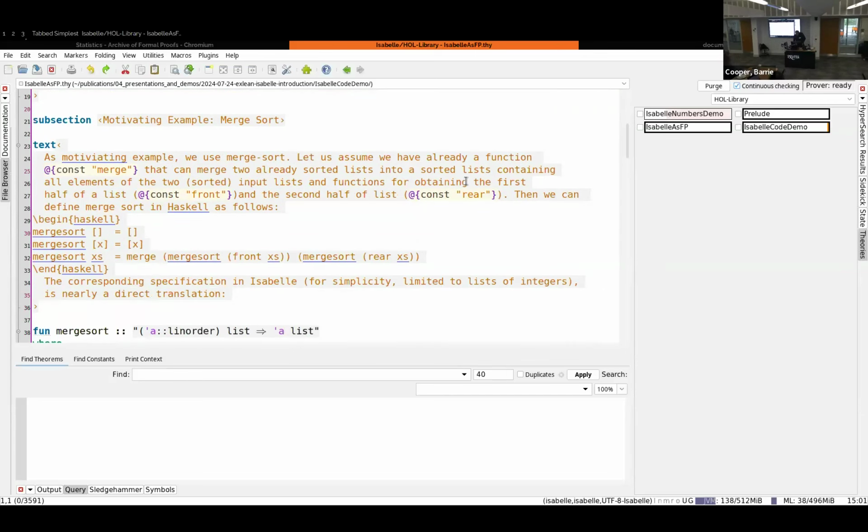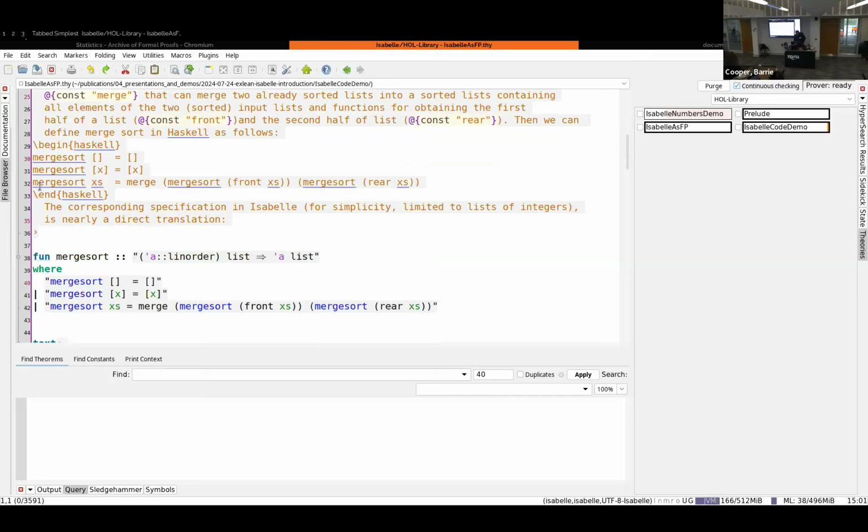So we can, for example, specify merge sort, and here, sadly not syntax highlighted, I have the Haskell implementation, assuming that I already defined some function that gives me the first half of a list. I called that front over here, and one that gives me the second half of the list, the rear of the list, and I have some function that, given two already sorted lists, does the merge, resulting in a sorted list again.